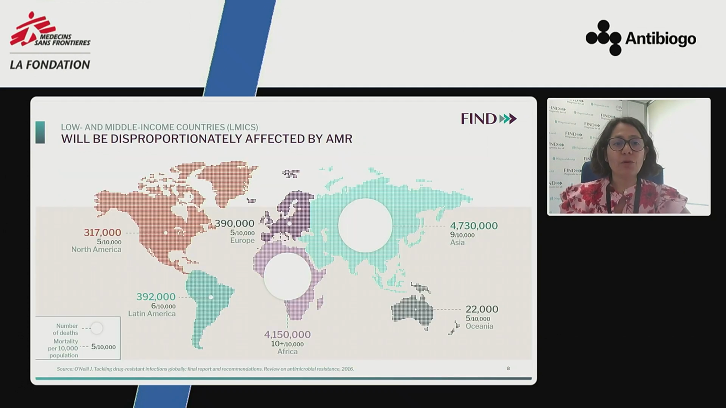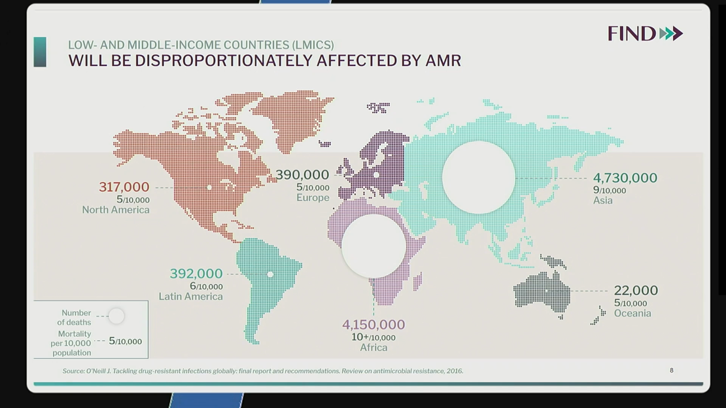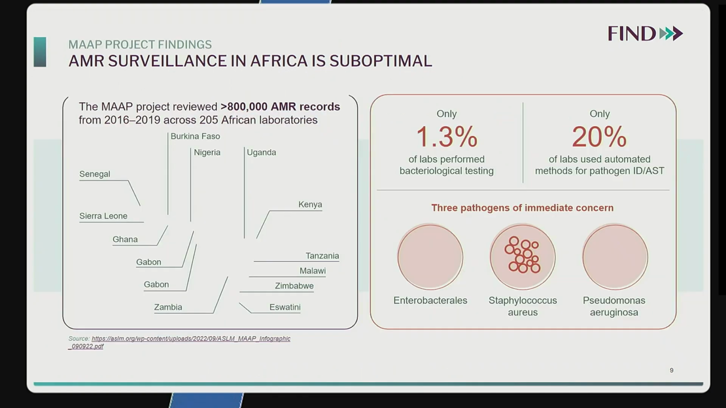As I mentioned before, low and middle-income countries will be the most affected by that. As you can see in this graphic, most of the population, particularly in Sub-Saharan Africa and Southeast Asia, will be the ones counting the most, around those 1.3 million people dying per year. Next, please.